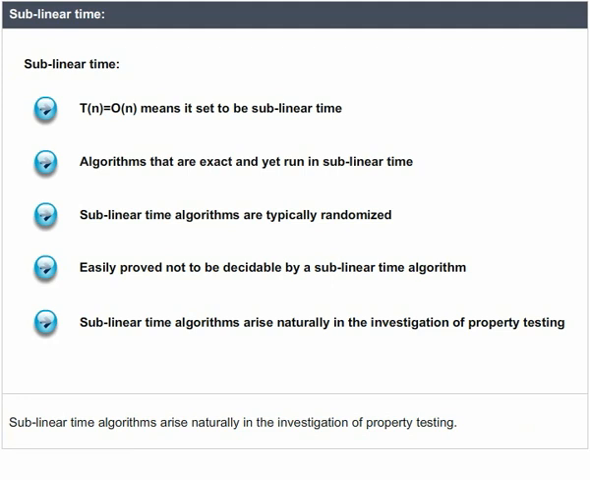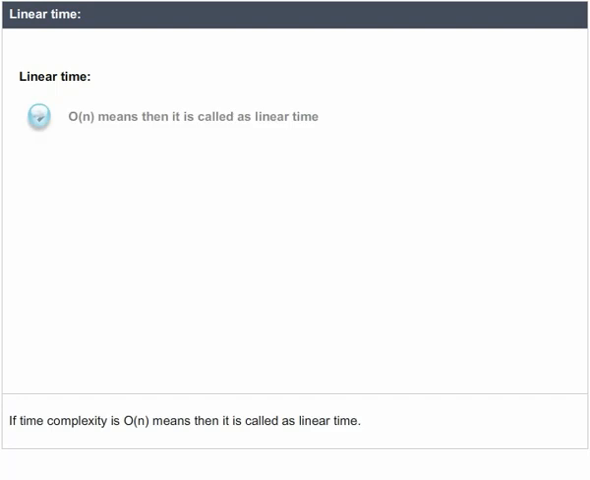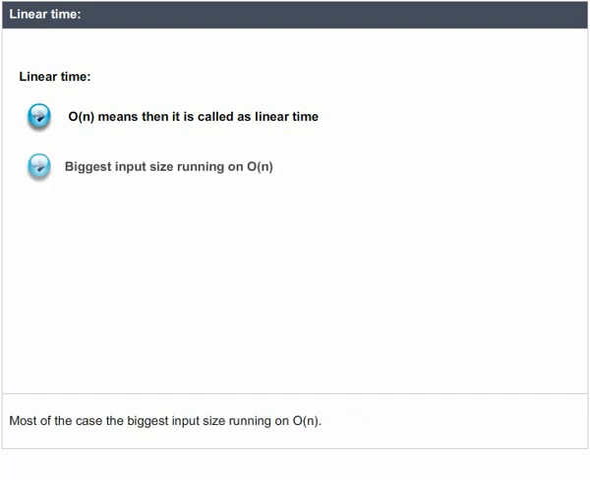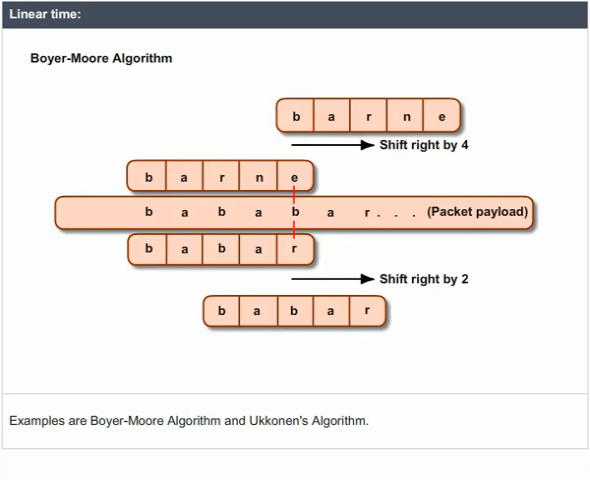Linear time. If time complexity is O of n, it means it is linear time. Most of the time, the biggest input size runs in O of n. Examples are the Boyer-Moore algorithm and Knuth-Morris-Pratt algorithm.